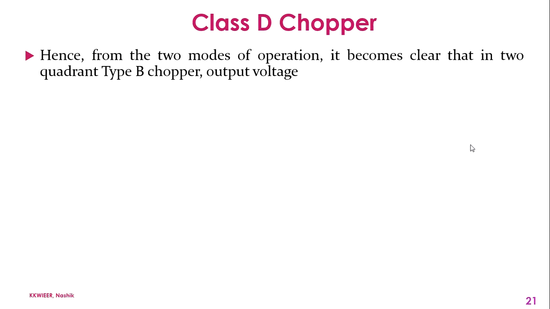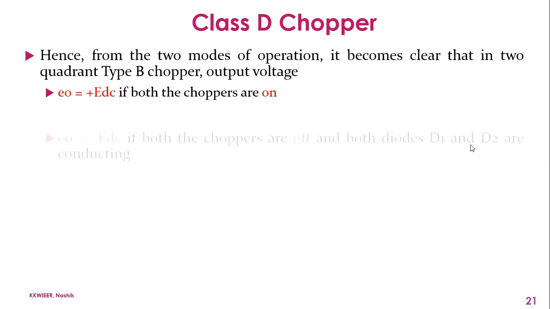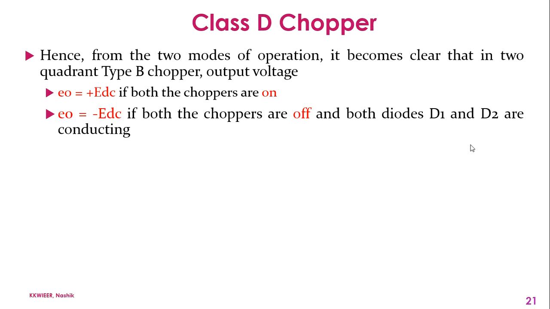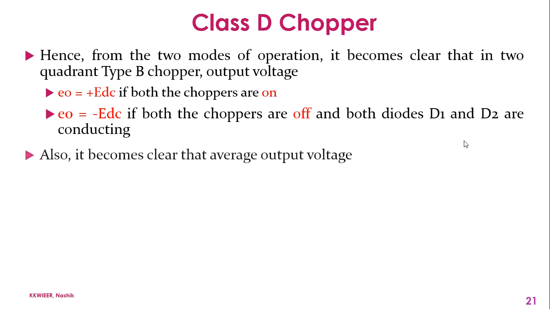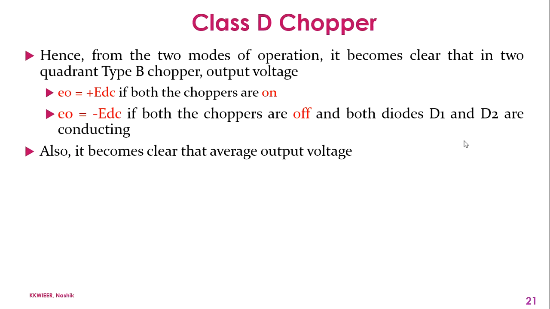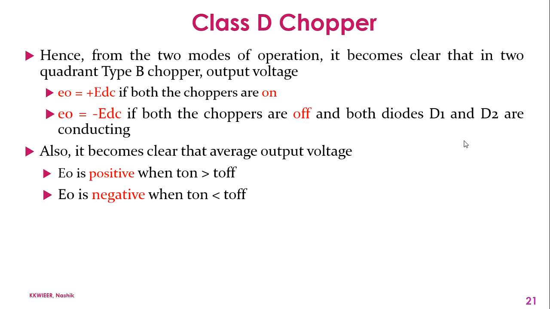Hence, by studying these two modes of operation, it is clear that in two quadrant type D chopper, the output voltage E0 is equal to plus EDC if both choppers are on, and E0 will be minus EDC if both choppers are off. So both the diodes D1 and D2 are conducting. Also it becomes clear that the average output voltage E0 will be positive when T on is greater than T off, and E0 is negative when T on is less than T off.